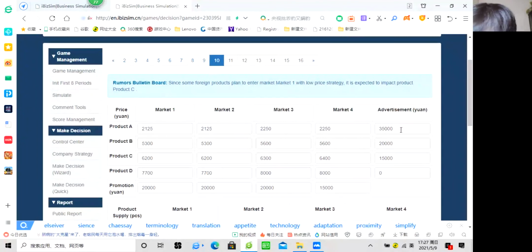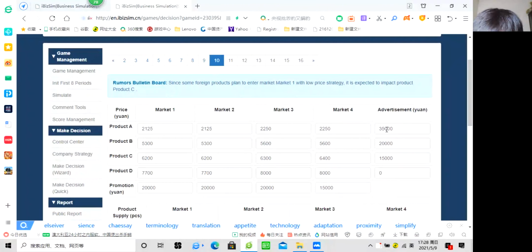For this one, this money is advertisement. Advertisement money is going to product A. So that means this money is divided by 4: for product A sold in market 1, in market 2, in market 3, in market 4. Do our students understand that? This money is advertisement for product A that is sold in the different markets, market 1 to market 4.